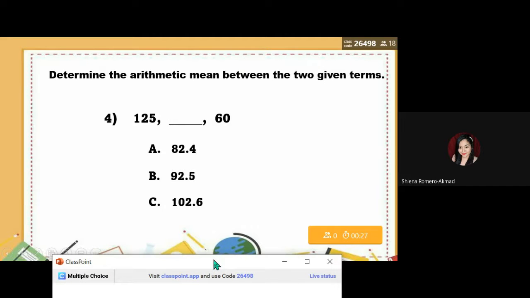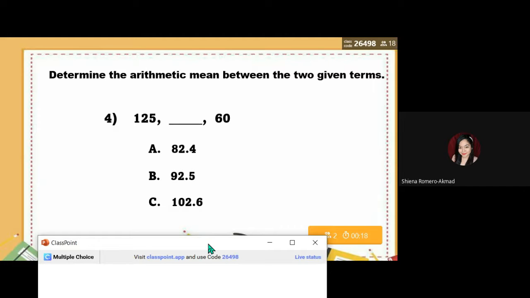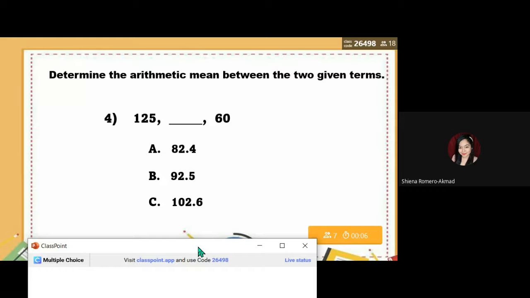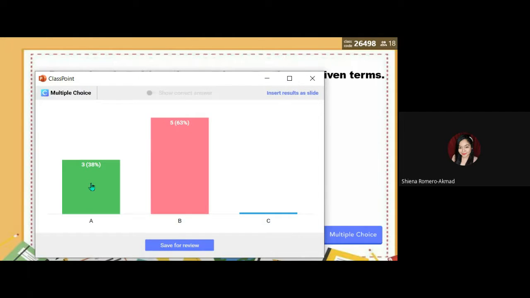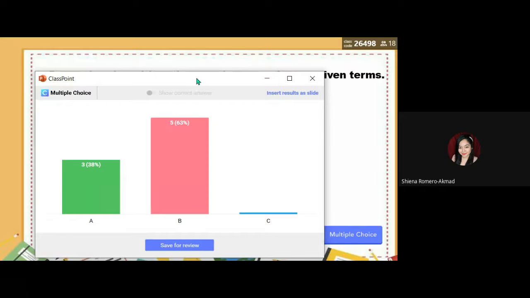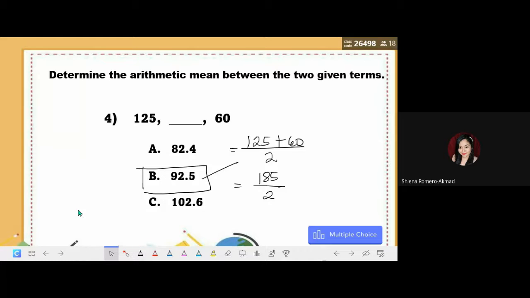For number 4, 125, 60. You have 82.4. Letter A. Letter B, 92.5. C, 102.6. And tingnan natin kung you're able to answer. Ayan. So, meron tayong 3 students who answered letter A and 5 students who answered letter B. Let's check the answer. So, this is 125 plus 60 divided by 2. This is 185. Divide natin siya to 2. We'll get 92.5. So, the answer here is still letter B.